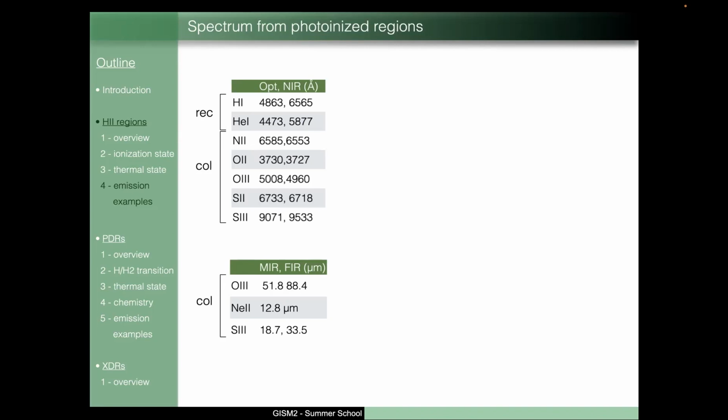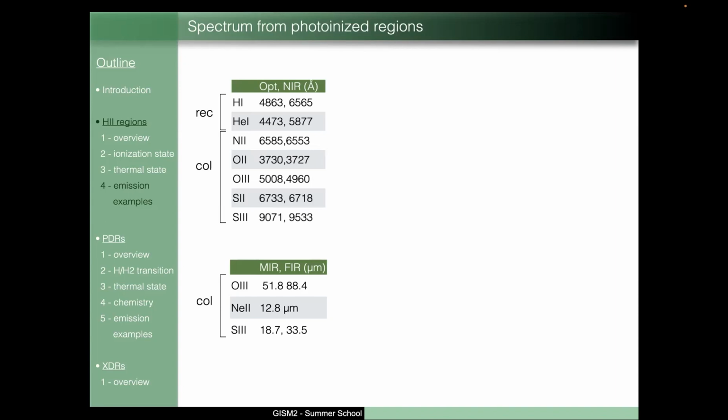Regarding recombination lines, in H II regions you will always have recombination lines of hydrogen, okay? But as we have seen before with the ionization structure, depending on the blackbody effective temperature that you apply to your H II region, you may or may not see He I recombination lines, so recombination lines of helium. Now, regarding the forbidden lines, these are the typical forbidden lines that you will see in any H II region. You will see lines from N II, O II, O III, S II, and S III.